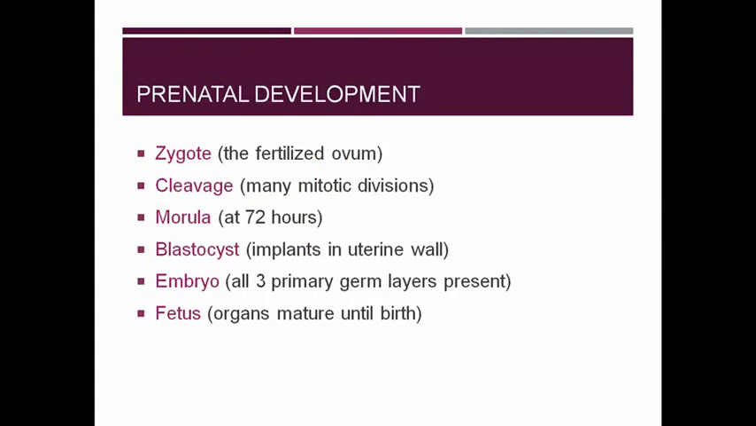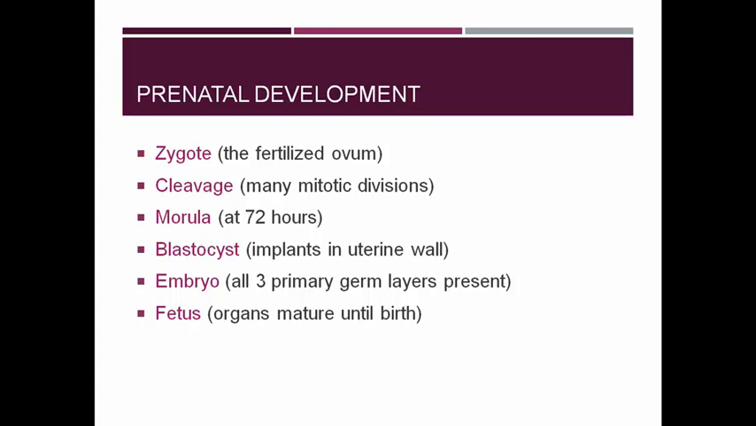So if you're looking at prenatal development, we know the zygote is the fertilized egg, or ovum, that goes through mitotic divisions, or cleavage. You have the 72-hour period where you have this ball-like or grape-like cluster of cells known as the morula. You have the blastocyst, which we said is what implants in the uterine wall. The embryo forms once you see all three primary germ layers. And then, of course, we said the organs have matured. It's now the fetus until it's time to be birthed. And then we said it would be the neonate.